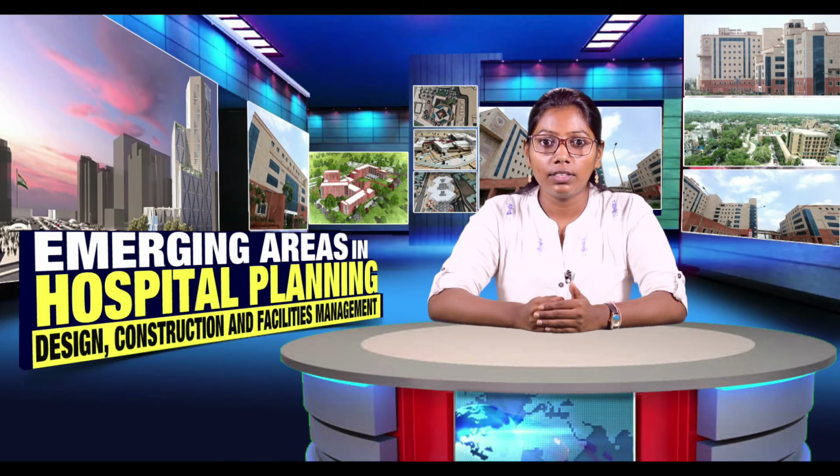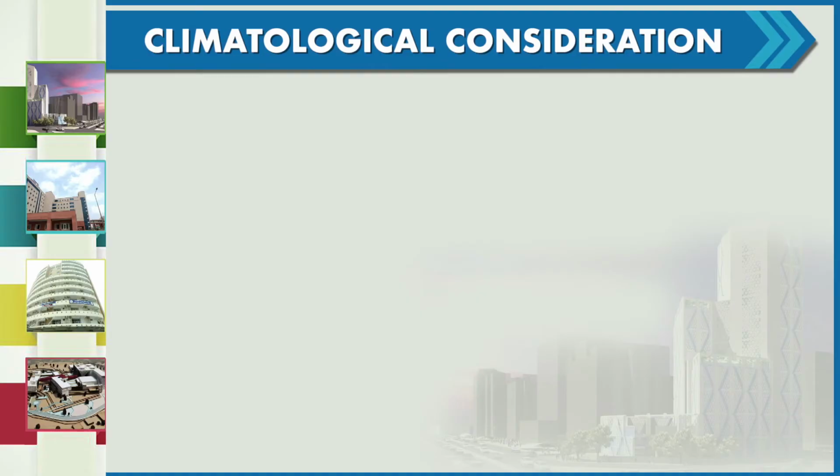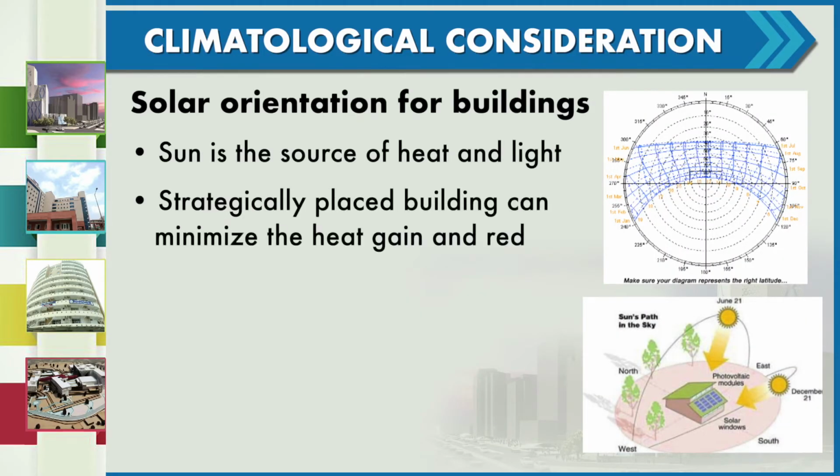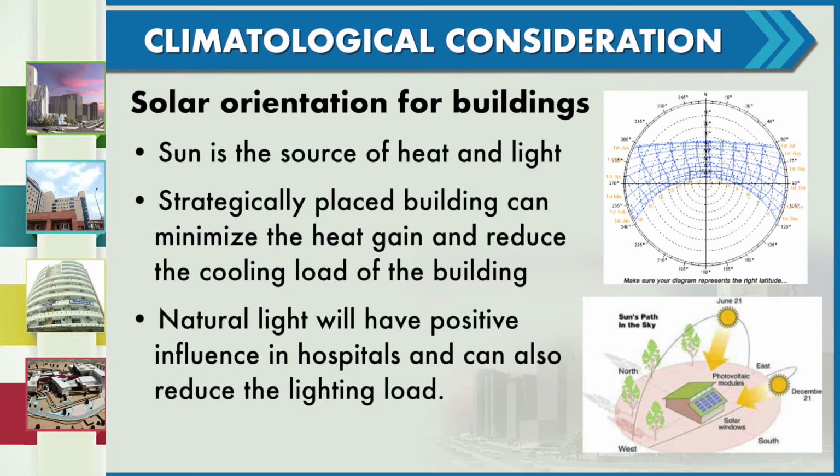Now we'll understand the solar orientation for the building. We all know that the sun is the source of heat and light, but a strategically placed building can minimize the heat gain and reduce the cooling load on the building. Natural light will have a positive influence in hospitals and can also reduce the lighting load.